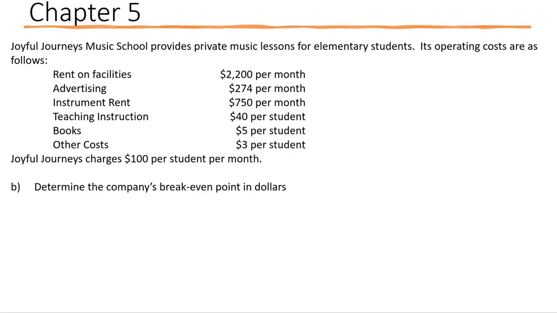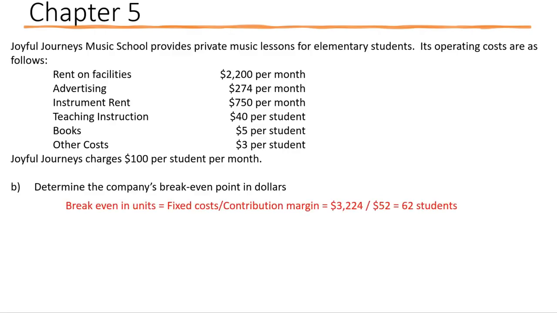Next is determine break-even point in dollars. So we'll do the shortcut way first. Our break-even in units is the 62 students from the previous slide. Simply take those 62 students times what we charge per student, $100, $6,200. Since we knew the selling price per student and the number of students, we just do that multiplication and we get our break-even point in dollars.